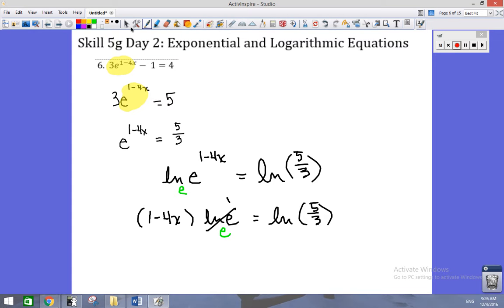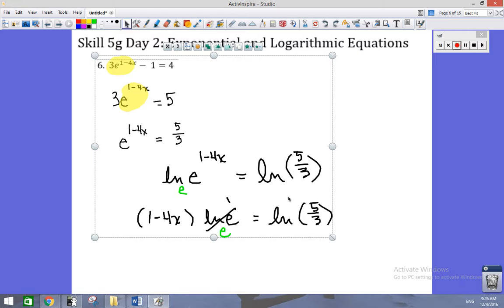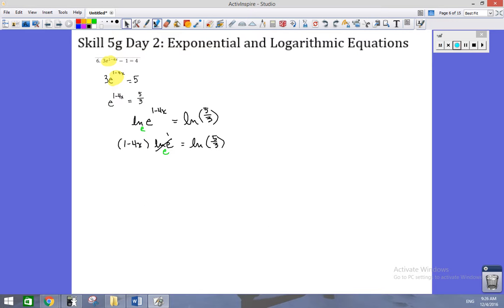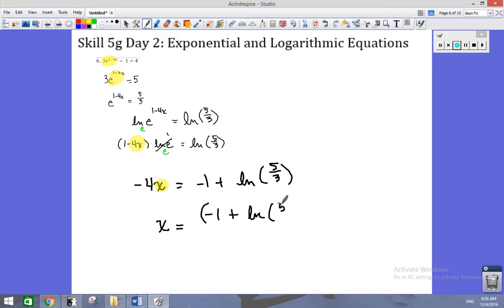Alright, so on the left hand side we've got two terms, and the term of interest that we want to get by itself is that 4x, the negative 4x. Let's subtract 1 from each side. So we've got negative 4x is equal to negative 1 plus the natural log of 5/3. So to get the x by itself, now it's two factors, and the factor of interest is the variable, so we divide both sides by negative 4. And we've got this numerator divided by this negative 4.